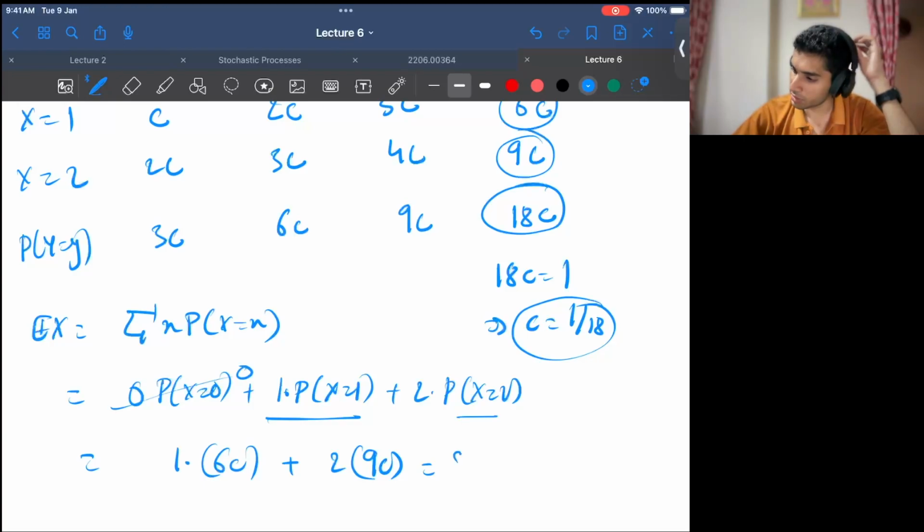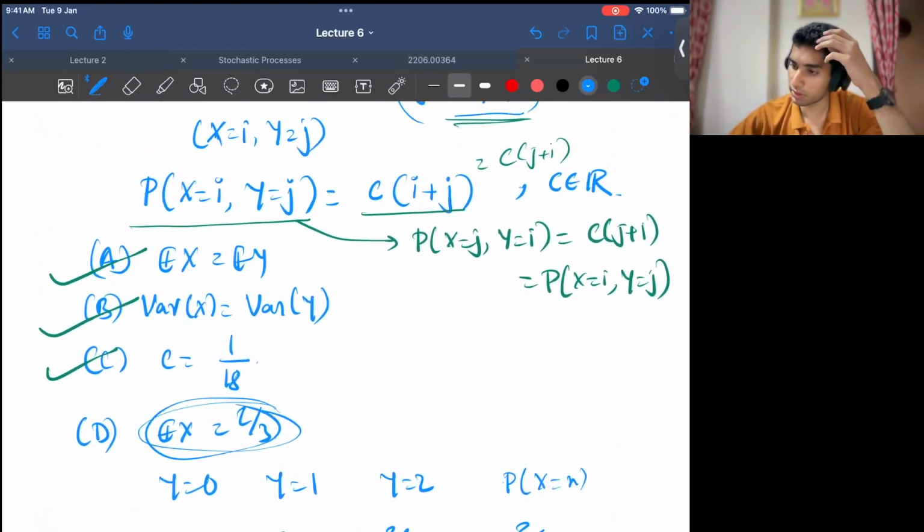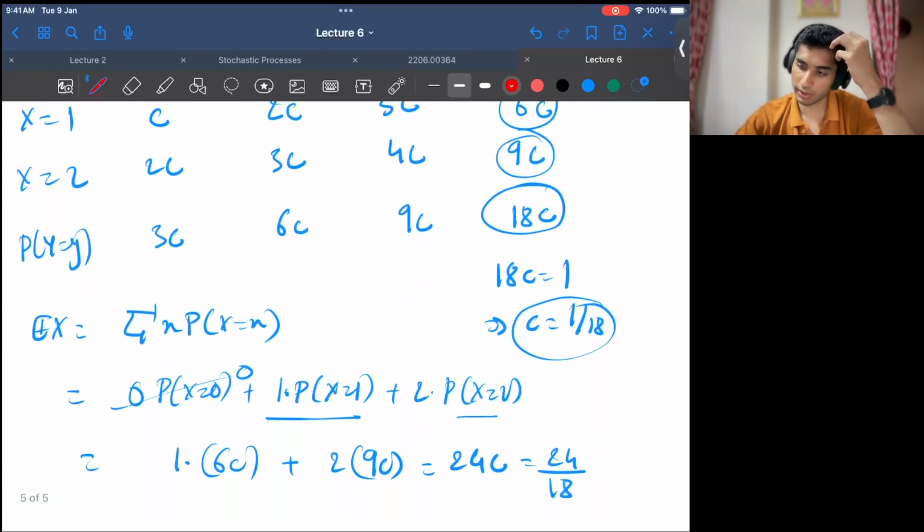So the sum of this will be 24c, which is equal to 24 by 18. This is the expected value of x, and the option given is 2 by 3. So this is not correct. This is the wrong option. I've just used the formula of expectation to find this. If it is not clear, let me know. Otherwise, I will move on to the next question.